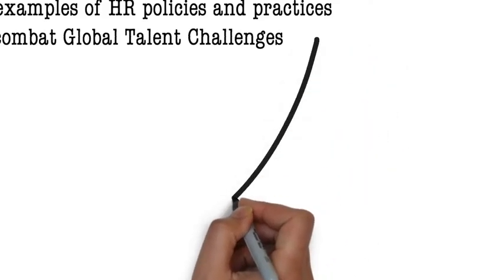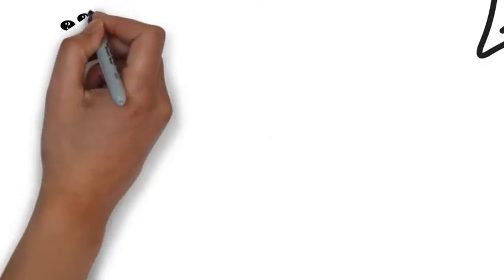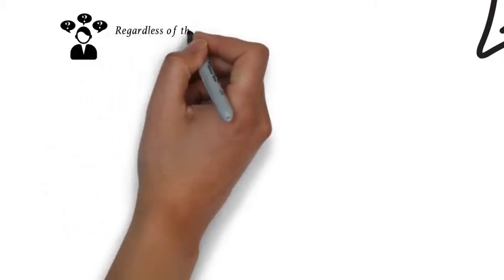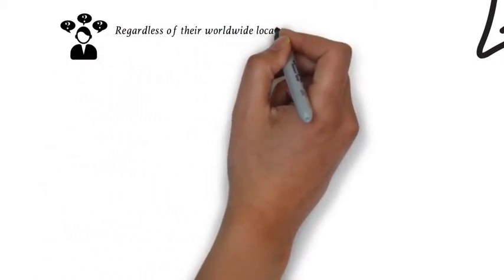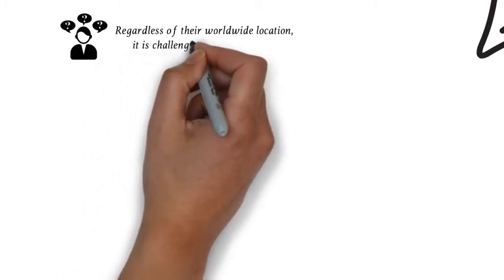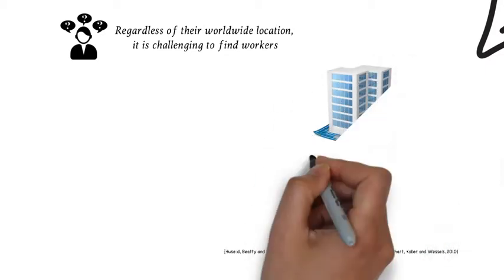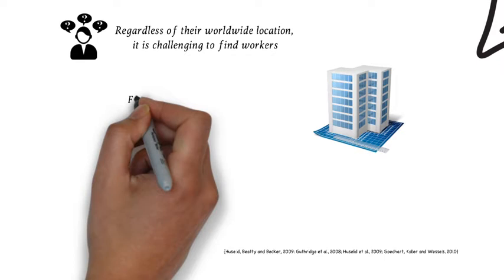Firstly, staffing. Multinational companies find that regardless of their worldwide location, it is challenging to find workers with the competencies they need to perform a wide variety of jobs at the wage rates offered. Workers at every level are more important than ever to multinationals that hope to be competitive both globally and locally. As a consequence, firms have to make themselves more attractive.